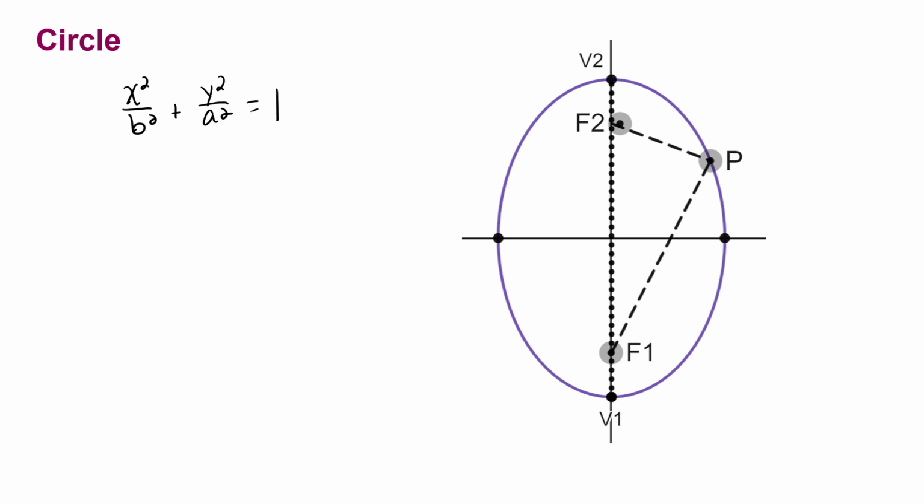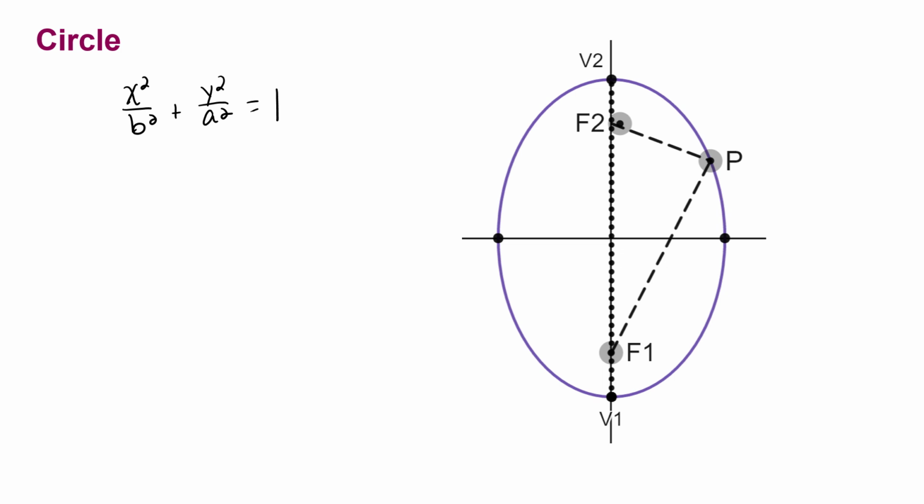So the vertices are on the y-axis and the two foci are also on the y-axis. In this diagram, we've also labeled a point P on the ellipse. We can see two dotted lines, one from F1 to the point P on the ellipse, and another from F2 to the point P on the ellipse. Keep in mind the sum of those two distances equals 2a, the constant distance referred to in the definition. And we can make the same connection with a vertical or horizontal ellipse.